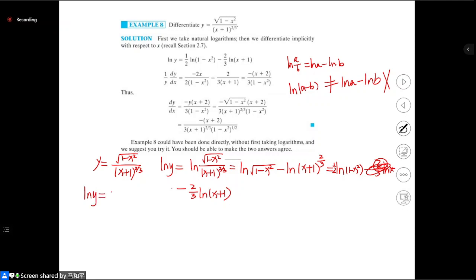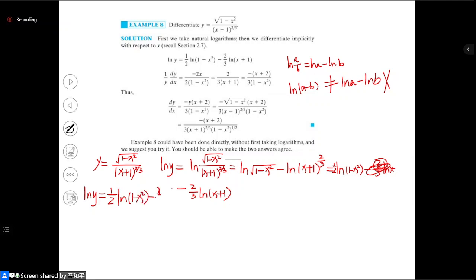So here, this means we have ln y is equal to 1 over 2 ln(1 minus x squared) minus 2 over 3 ln(x plus 1). Right? And then we have learned to differentiate implicitly with respect to x, both sides. We learned it last semester, differentiate implicitly with respect to x.